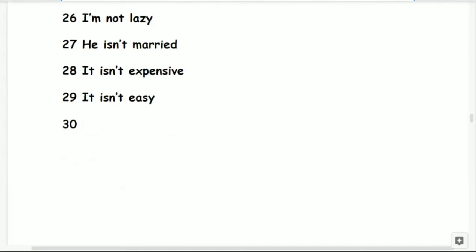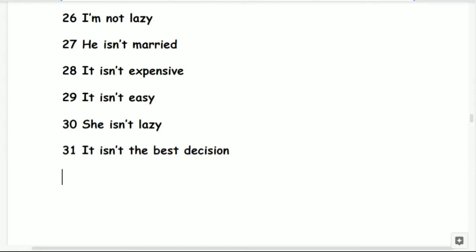So let's continue. Qız üçün deyək ki, o tənbəl deyil. O, she değil. She isn't tənbəl, lazy. She isn't lazy. So let's continue. İndi deyək ki, bu ən yaxşı qərar deyil. Bu it değil. It isn't ən yaxşı, the best. It isn't the best qərar, decision. It isn't the best decision. Okay?